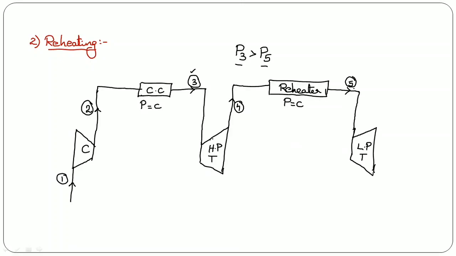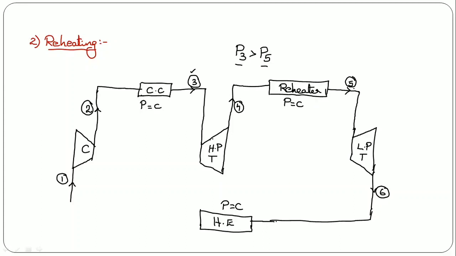So in the low pressure turbine, isentropic expansion takes place from 5 to 6 like this, and at condition 6 this enters into a heat exchanger if this is a closed cycle, or if it is an open cycle, this will be let out into the atmosphere. In the heat exchanger at constant pressure, heat rejection takes place and this cycle again continues.